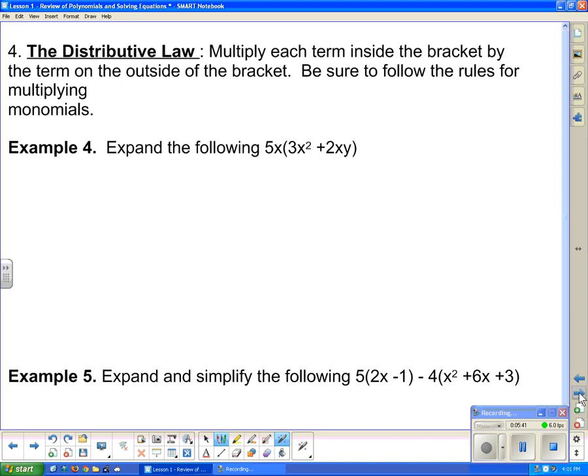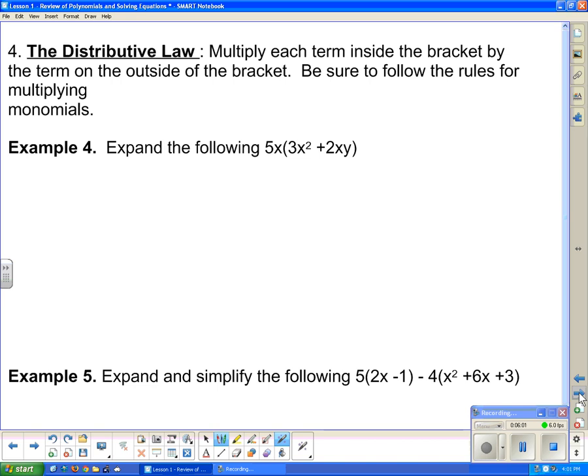Moving right along, the distributive law. The distributive law gives us a way of going around Bedmas when we can't do anything in the brackets. So what it tells us is we multiply each term inside the bracket by the term on the outside of the bracket, and be sure to follow the rules for multiplying monomials.